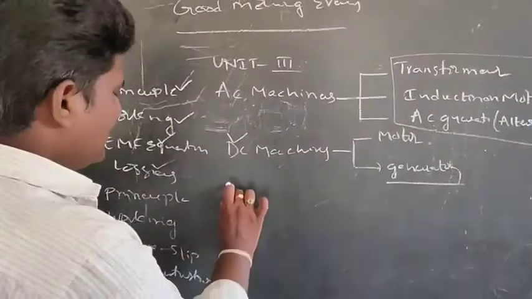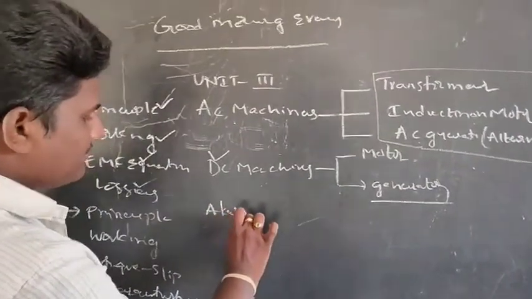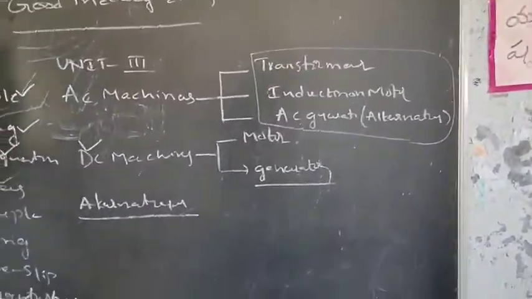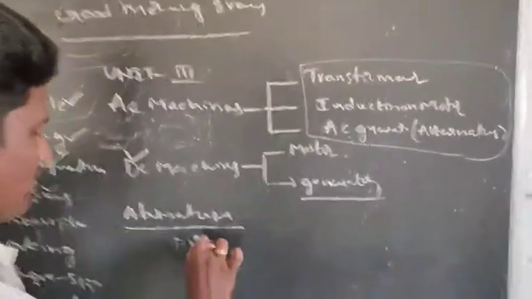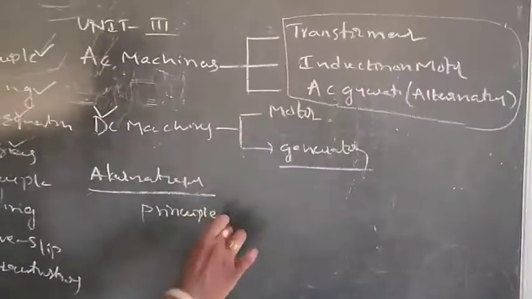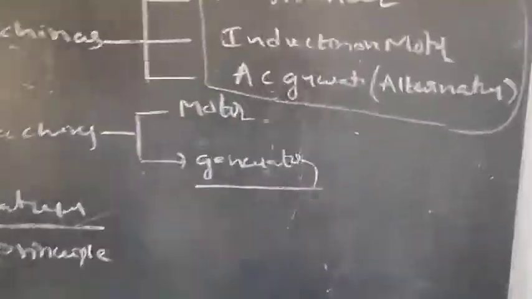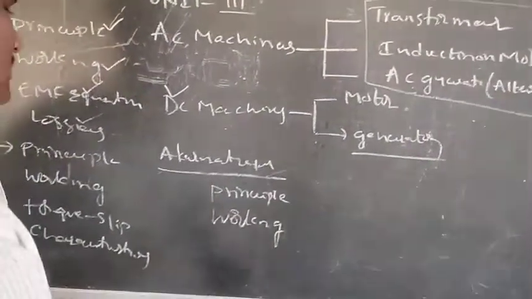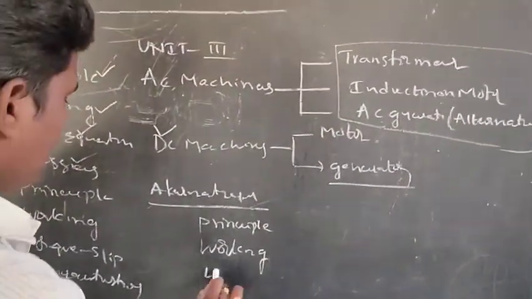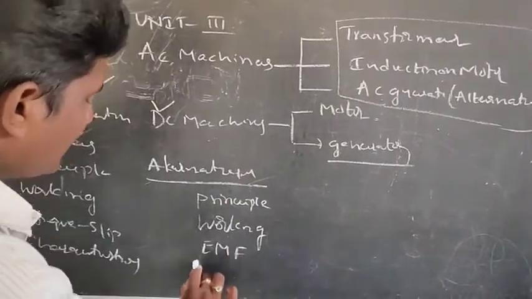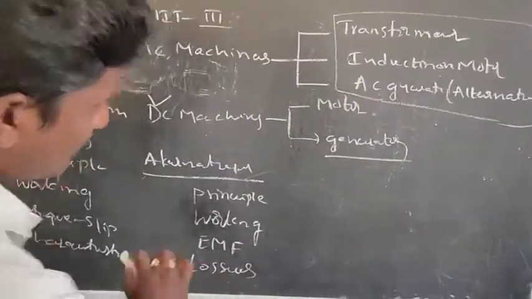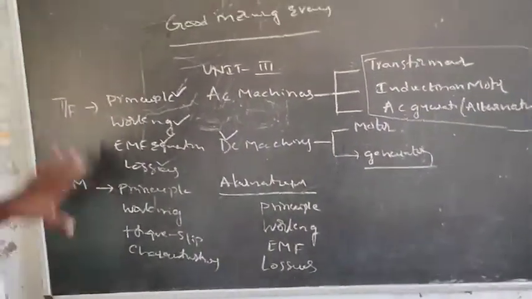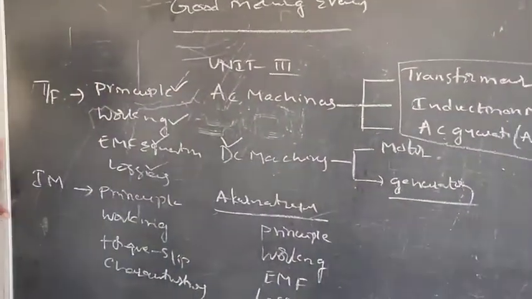Similarly, for AC generators, alternators, the topics are the principle, working, EMF equation, and losses. These are the topics that are covered under the third unit.